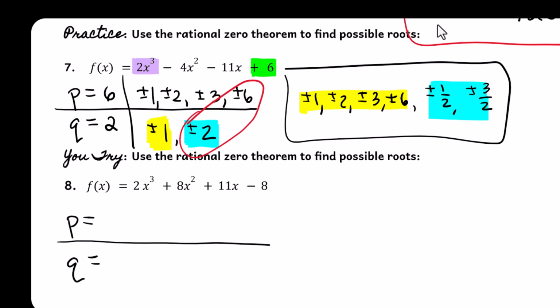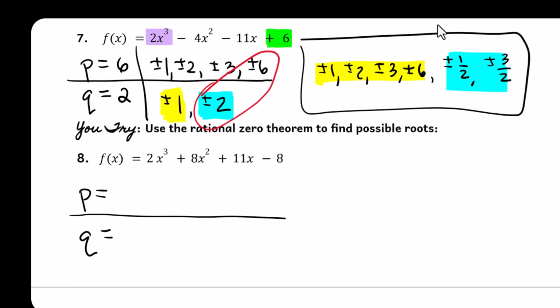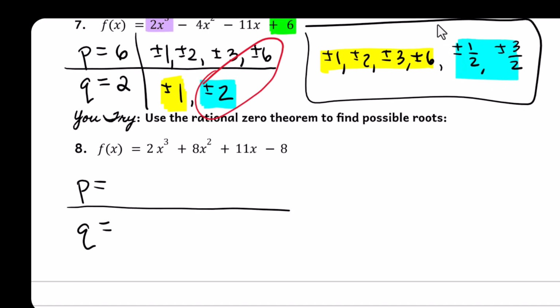Now let's go ahead and try number 8 together. Now in number 8, if you think you got it, just pause it, get after it on yourself, then come back and see how you did. But when we take a look at this one, again, our Q value and our P value. So first our P value, now that is -8. And then our Q value, so our constant there in front of the leading coefficient is 2.